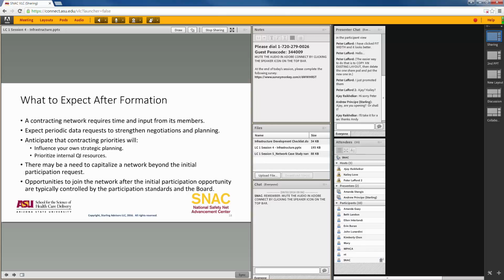The network must also anticipate contracting priorities that will naturally have an impact on the strategic planning of its individual members, and likely impact the prioritization of the individual members' quality improvement resources. By signing up via a network or by taking on a new payment approach, even if it's to a very specific population, there's an implied commitment of resources to make that happen, understanding that the network does then influence how the organization utilizes its own resources.